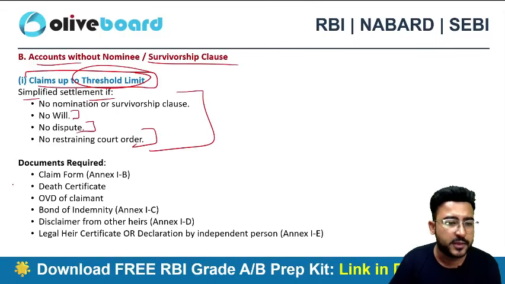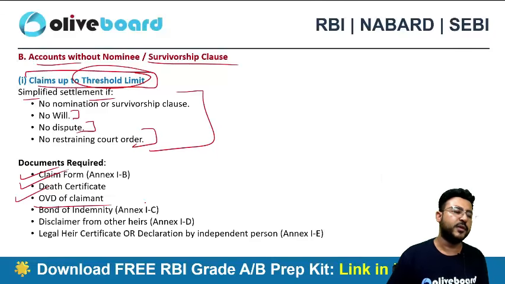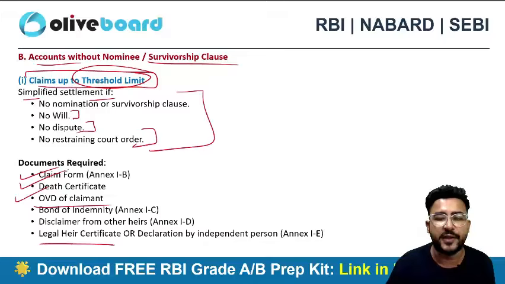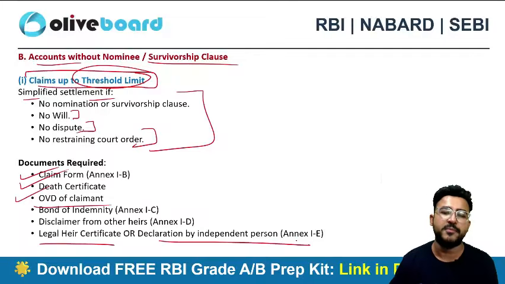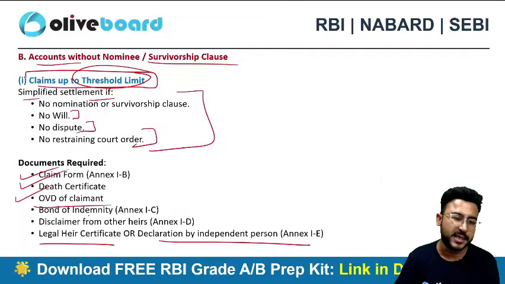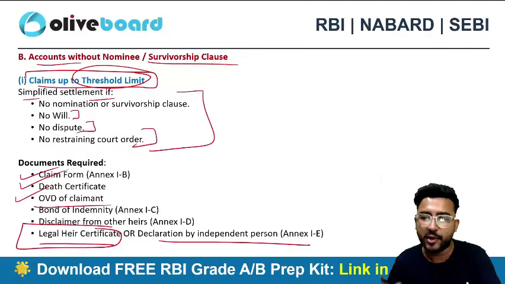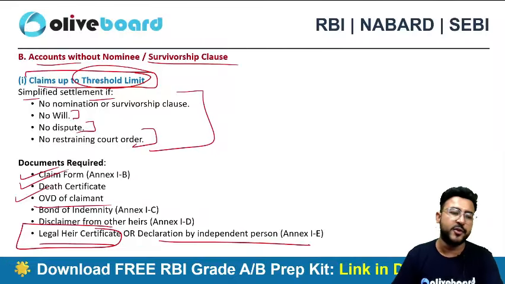You need to give the claim form, the death certificate, and the OVD of the claimant, whosoever is claiming. We need an officially valid document. Plus a legal heir certificate or any kind of declaration by an independent person is required. Basically, in all the cases, a legal heir certificate is required. That's it. You don't need any kind of succession certificate here.